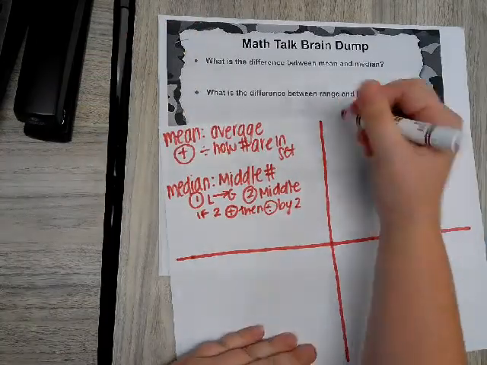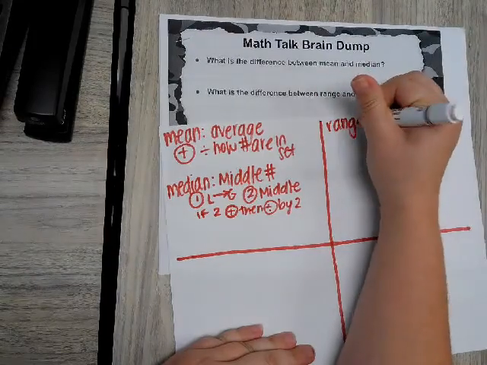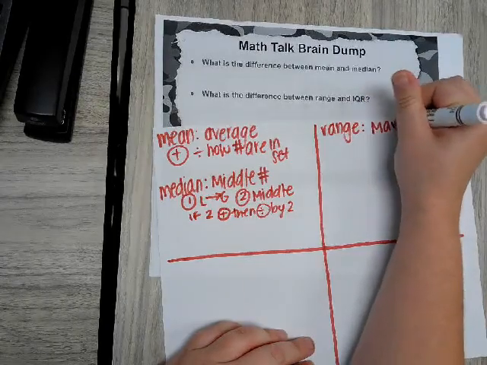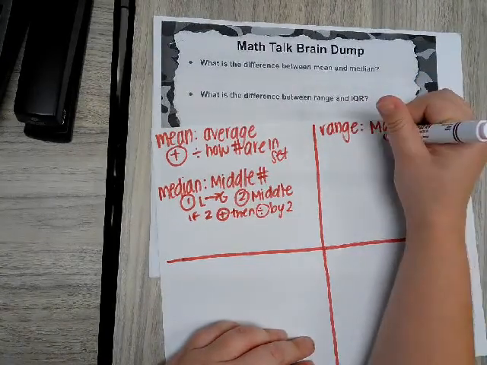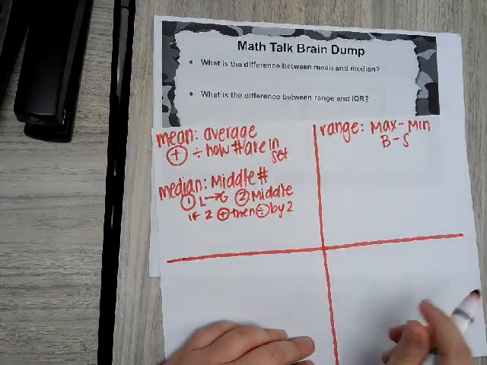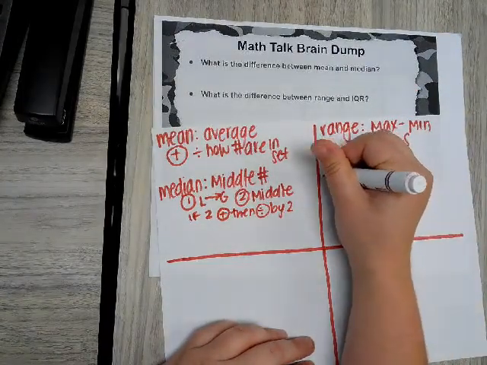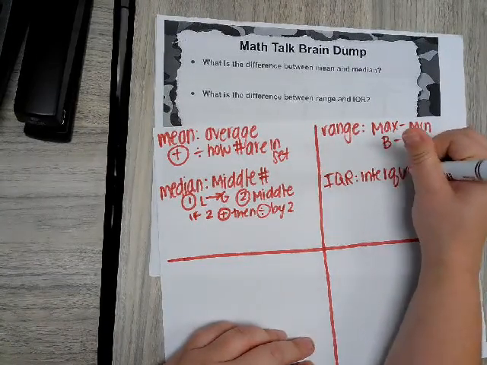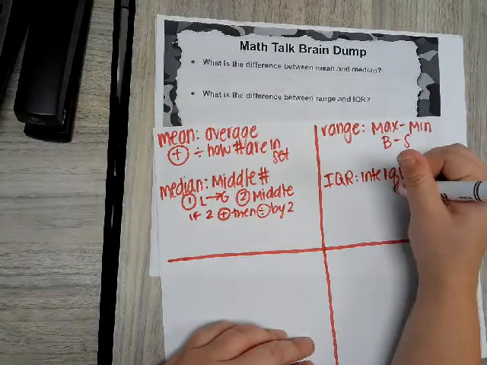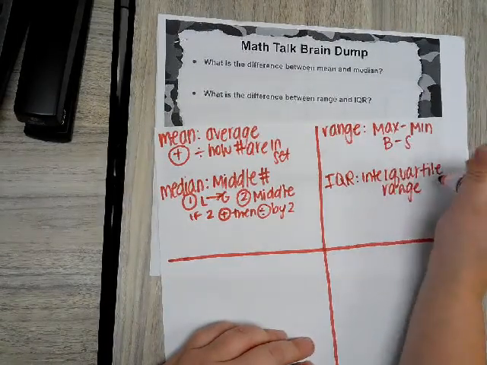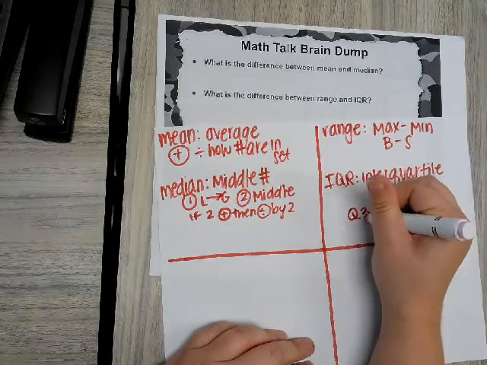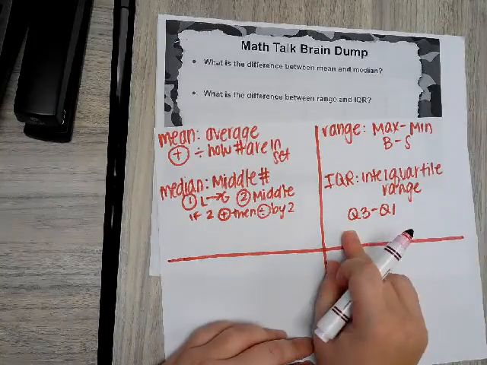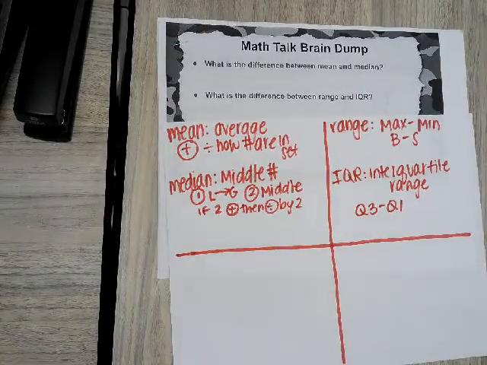Okay, range and IQR. Both of those are measures of spread, but range is whenever we take our maximum and subtract our minimum. So I take our big number and subtract our small number. And then IQR, also known as my interquartile range, this one we have our Q3 minus our Q1. So the median of my higher set and the median of my lower set, and subtract them.